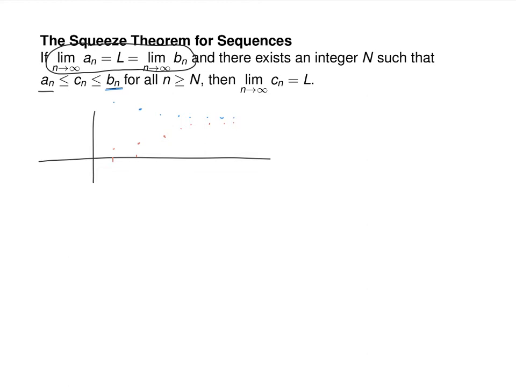And the terms of c_n live somewhere in the middle. Maybe they bop around a lot, but they're stuck between them, or they're squeezed between the blue and the red dots. And this theorem says that if this is true, the limit as n goes to infinity of the c's is also L. So if you're going to apply this theorem, what you'll have to do is find something that your sequence, which will be the c_n, is sandwiched in between. And then the limits of the things that it's in between will both go the same place, and therefore the limit of your sequence will also go to the same place.